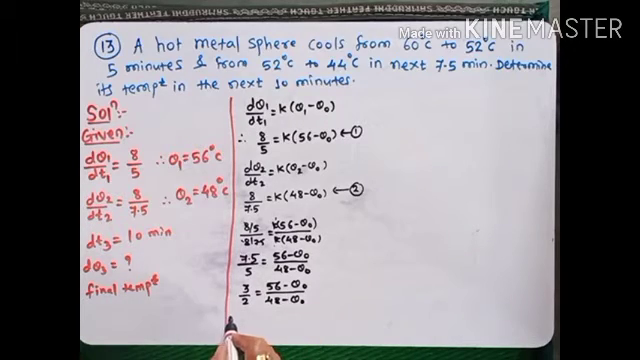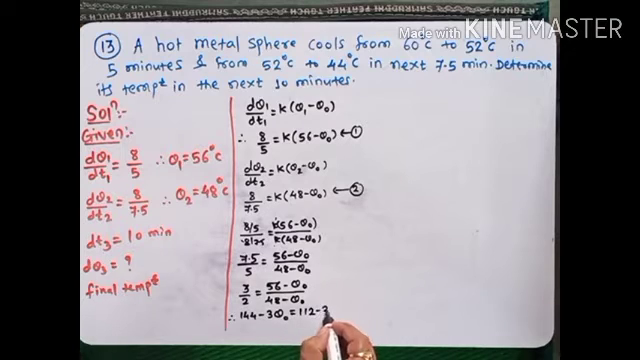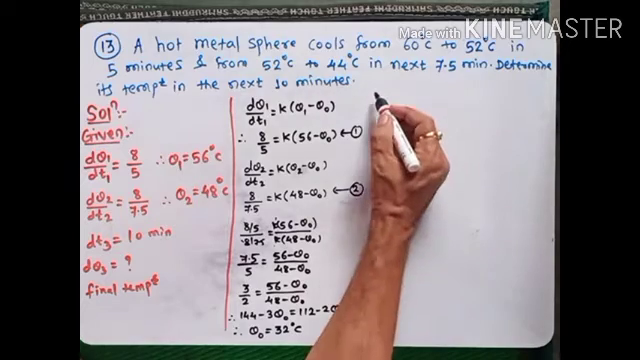Therefore 3 into 48, I will write 144 minus 3 theta 0, is equal to 2 into 56, which is 112 minus 2 theta 0. Therefore, taking 3 theta 0 on this side, we get theta 0 is equal to 144 minus 112, which is 32 degrees centigrade. This is the temperature of the surroundings.